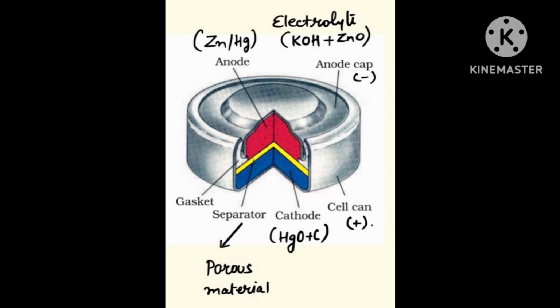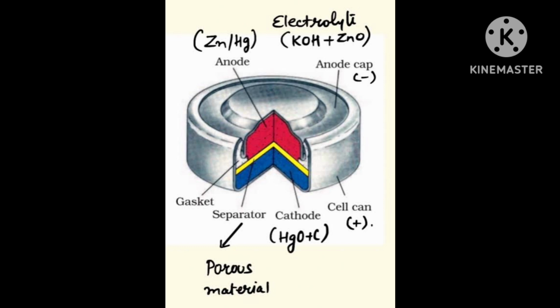H2O is there plus oxygen. Then you can write H2O2, but here 2 electrons are there. Then it will form 2 OH minus. Hence the reaction at the cathode will be HgO plus H2O plus 2 electrons forms mercury plus 2 OH minus.